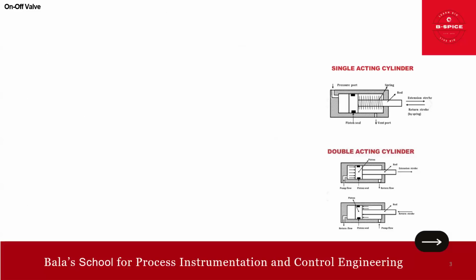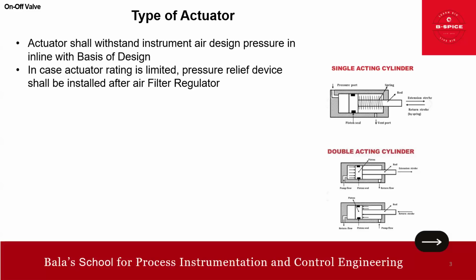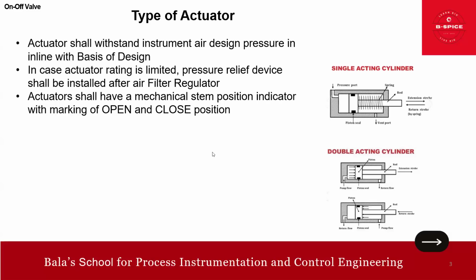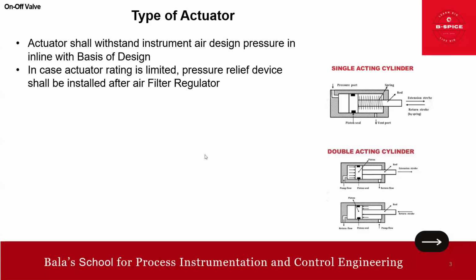To add a few more points: the actuator shall withstand the instrument air design pressure in line with the basis of design. What is your basis of design? In line with that, you have to design it. In case the actuator rating is limited, as the vendor says, then we have to go for a pressure relief device after the air filter regulator. This is the point. Of course, the actuator shall have a mechanical stem position indicator with marking for open and close position. So this is about the outline.